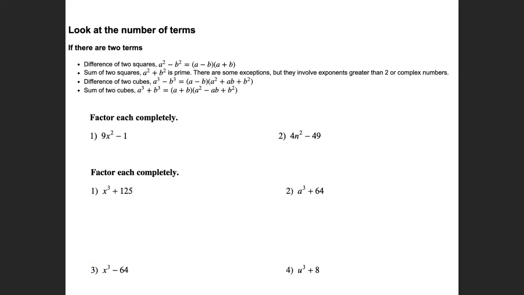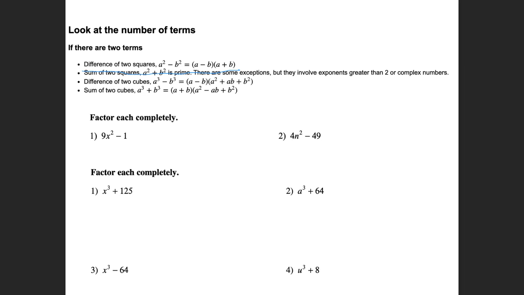Then you look at the number of terms. So if there's only 2 terms, then it could be the difference of 2 squares. Okay, they say the sum of 2 squares right here, but there's no such thing as the sum of 2 squares, so we just cross that off. So we have the difference of 2 squares, we have the difference of 2 cubes, and we also have the sum of 2 cubes. So yes, there is a sum of 2 cubes. And it's just basically patterns.